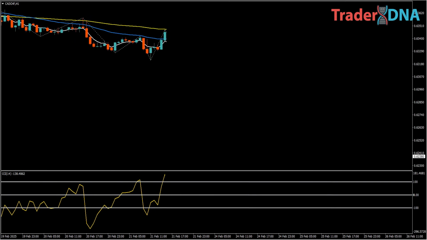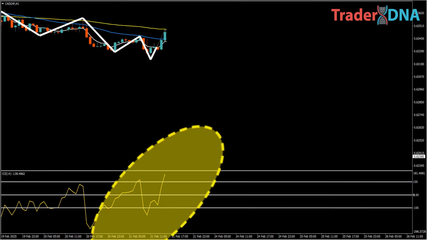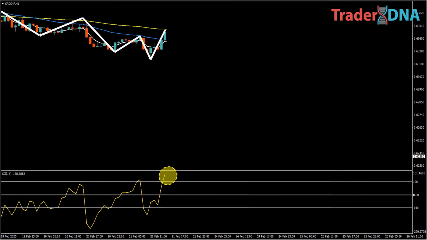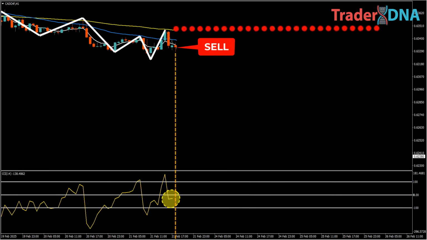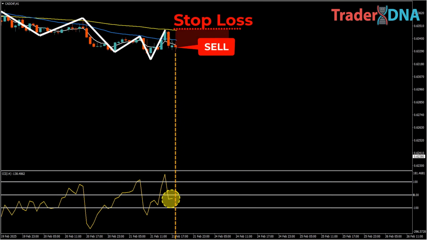Here's another chart showing the same bearish setup. The zigzag indicator confirms a strong downtrend. Price pulls back into the EMA resistance zone, and the CCI spikes above 100. Then, as the CCI line reverses below 50 or -100, that's your sell entry trigger. Stop loss above the 100 period EMA, and again, boom, price crashes down.